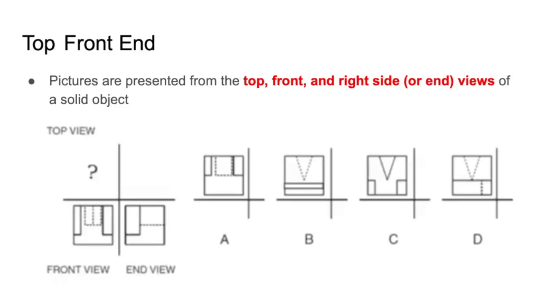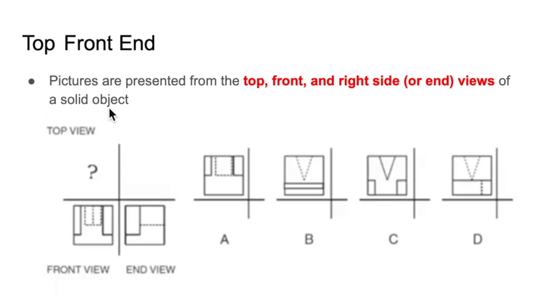In this section, you are presented with pictures of the top, front, or end views of a solid 3D object. The views are straight on and without perspective. The view looking down on it is in the upper left corner as the top view, and the view from the front is in the lower left corner as the front view. And the view from the right side of the object is in the lower right corner as the end view. So these views are always in these same positions and labeled accordingly.